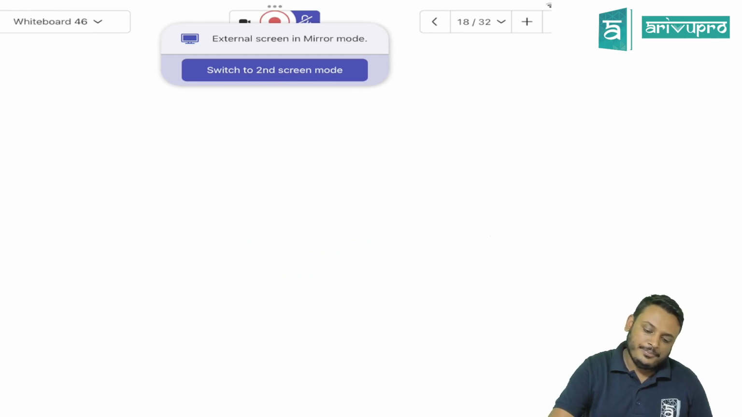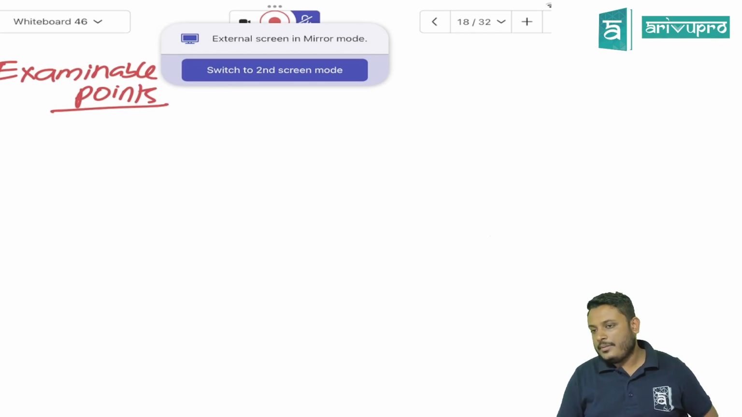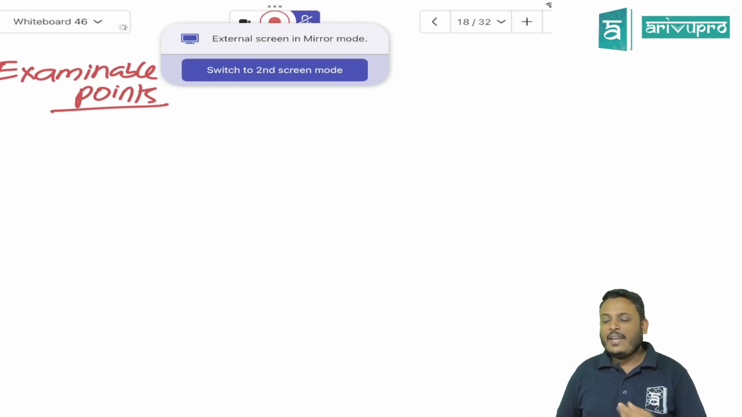So now write down examinable points. These are the points you should remember, okay? But these are not examinable. Examinable points means theory only, because the case study 20 marks question is confirmed. I'll tell you how it is tested under examinable questions. Why I gave these points? To remember the entire chapter.